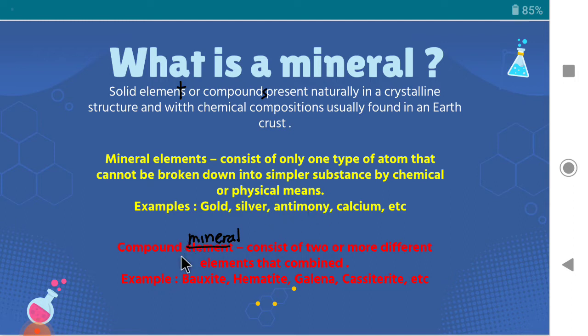But on the other hand, a compound mineral consists of two or more different elements that combine by chemical means. For example, bauxite, hematite, galena, cassiterite, and etc. Later you will see bauxite is actually a combination of aluminium and some other elements.